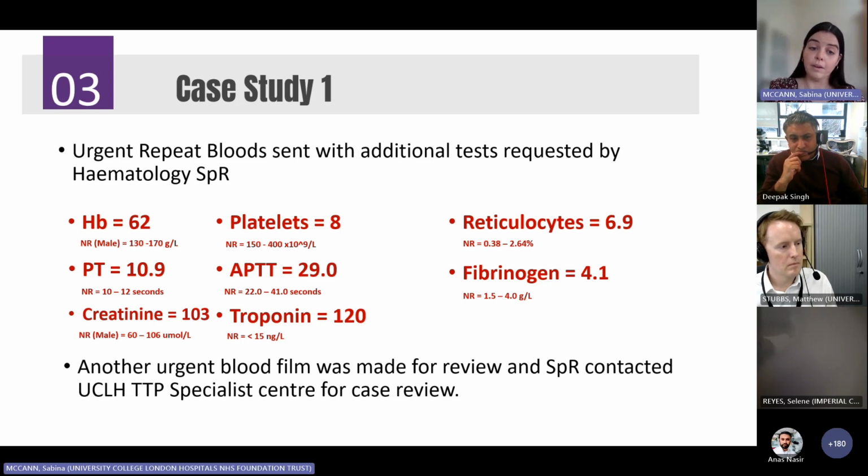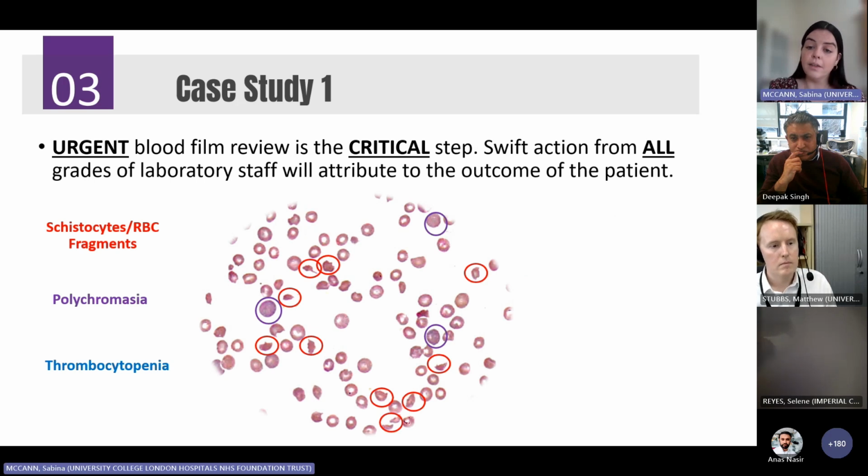Secondary haemostasis has not been affected, as we can see from the coag screen. Another urgent blood film was made for review, and the haematology SPR then immediately contacted the UCLH TTP Specialist Centre for a case review. We want to highlight that the fast action of the laboratory staff in making and reviewing the blood film contributed to saving this patient. Here I have a snip of the blood film.